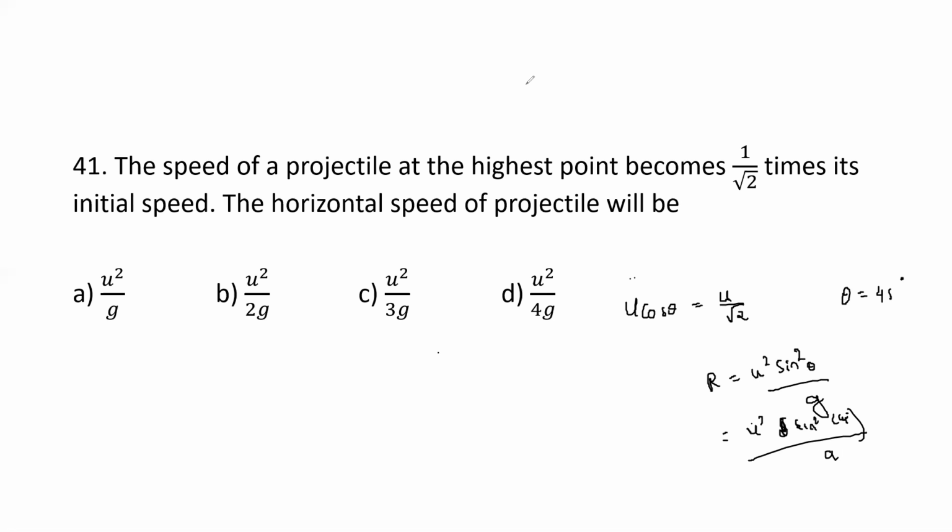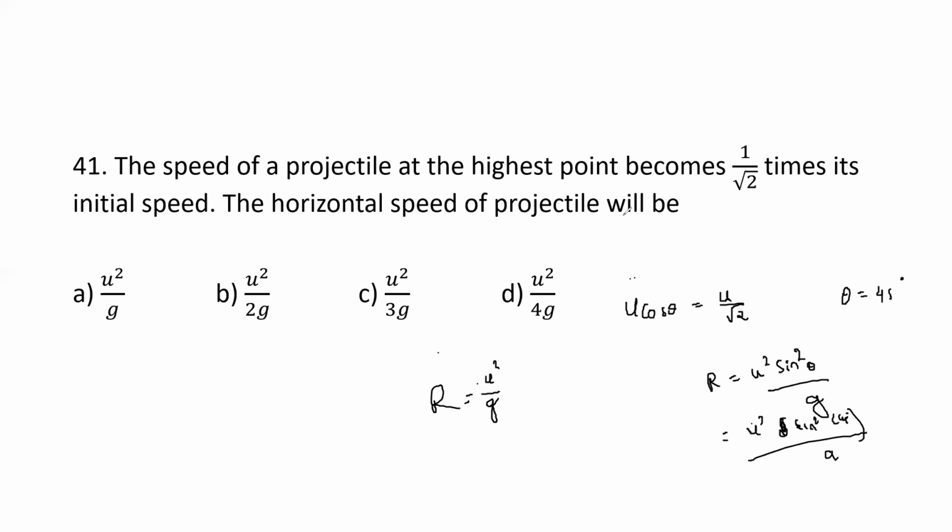If you substitute sine square of 45, it becomes u square divided by g. If you simplify this, the answer is range is equal to u square divided by g. That is, option A is the right option here.